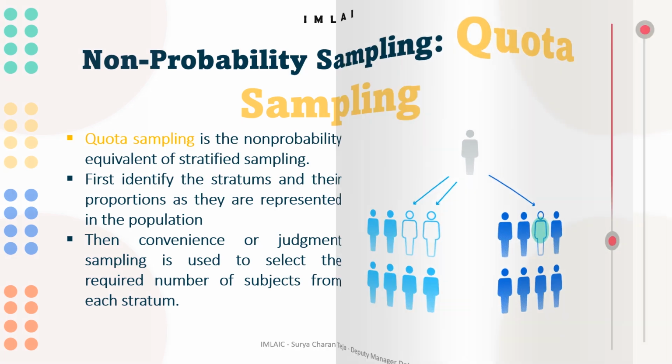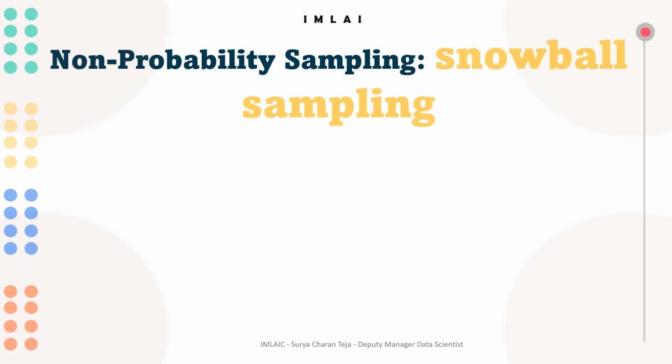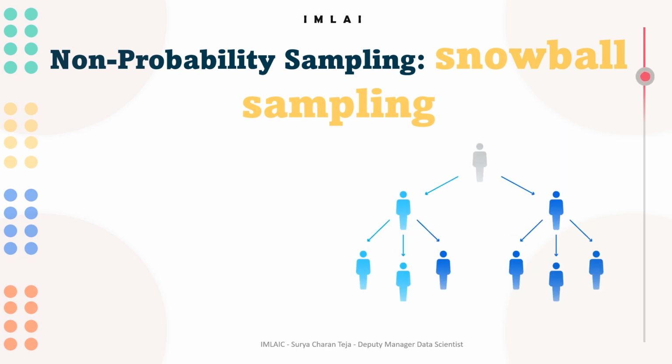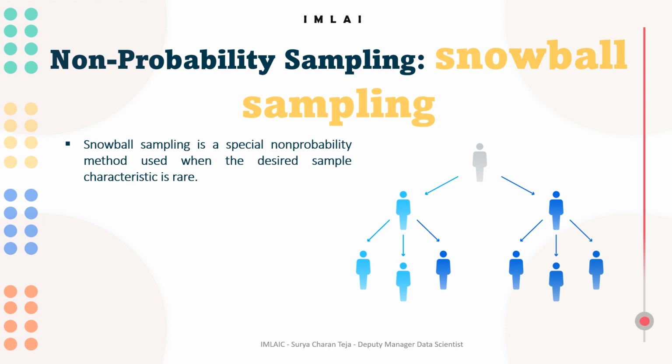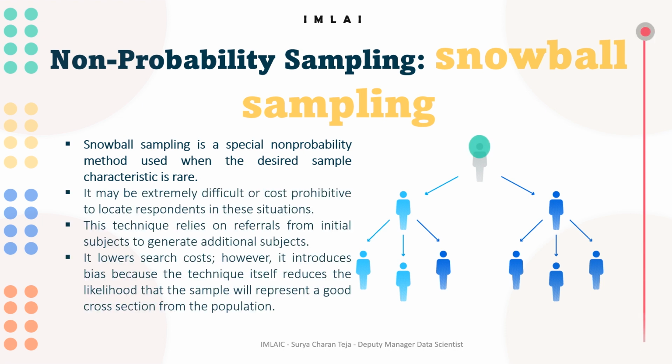Now let's look into the last technique of non-probability sampling. This is snowball sampling. Snowball sampling is a technique in which participants are selected based on the referrals from other participants. You see that? Based on the referrals from the other participants.